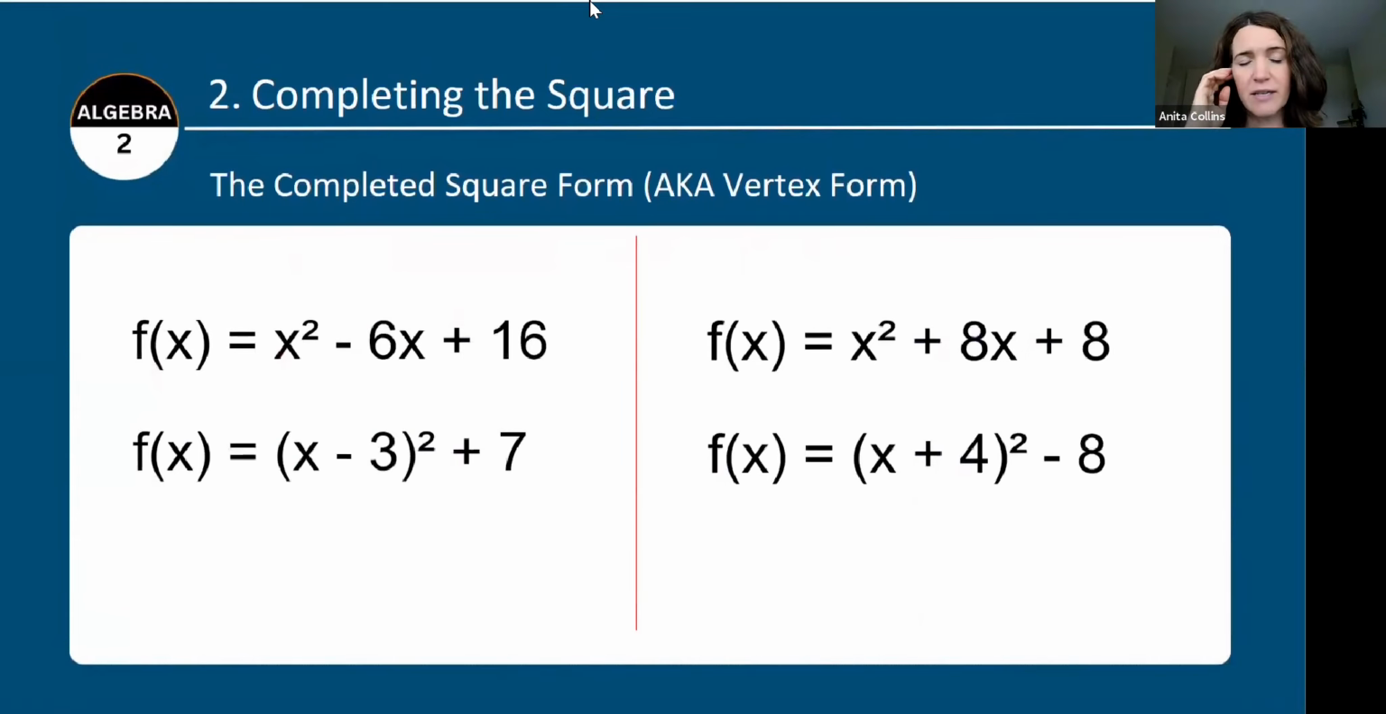Right, second part of the lesson. Let's look at how to actually complete the square. So first of all, let's be clear on what the completed square form is. It's sometimes called the vertex form.